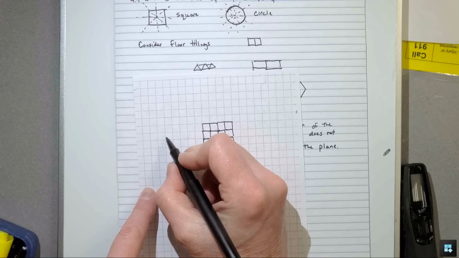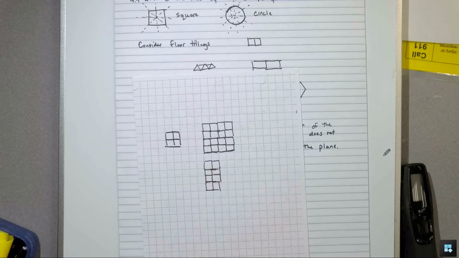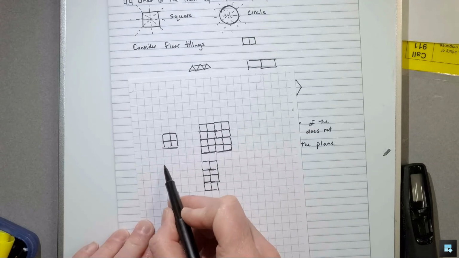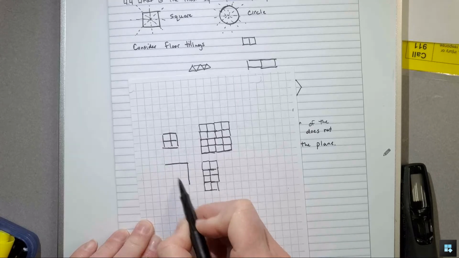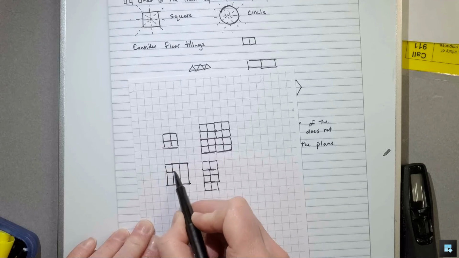Okay, so we had one with 4 and one with 16. Is there any in between that make a square? If you have it, raise your hand. Is it 9? Okay, so we find that 9 squares still make a square.